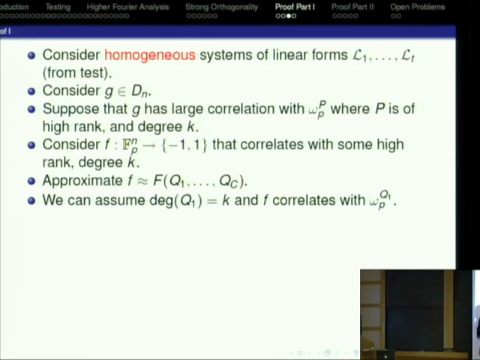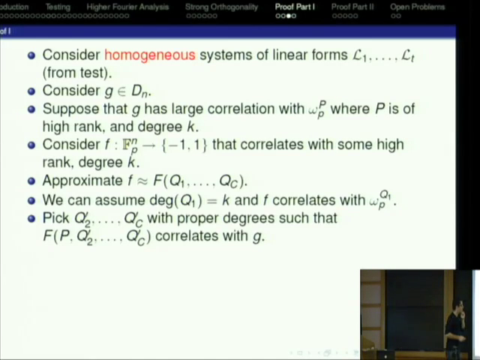Now, since f correlates with a polynomial of high rank and degree K, one of the terms, after writing the Fourier expansion, must be of degree exactly K with some large coefficient. And since we are not restricting to the homogeneous case, we can assume that that's Q1 and that f correlates with omega p to Q1. So this is of degree K, and if you just look at the coefficient that corresponds to this one, it's large. So you replace it with G.